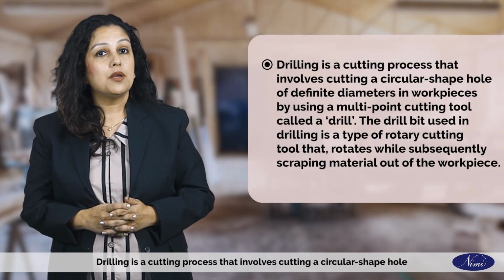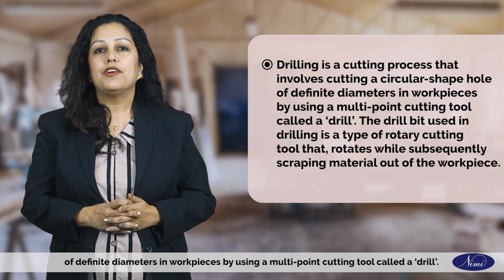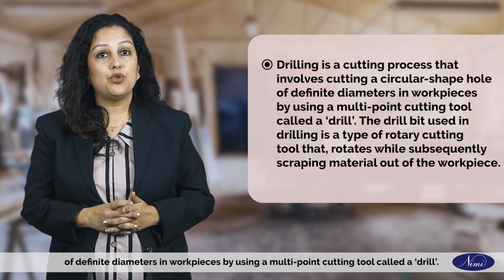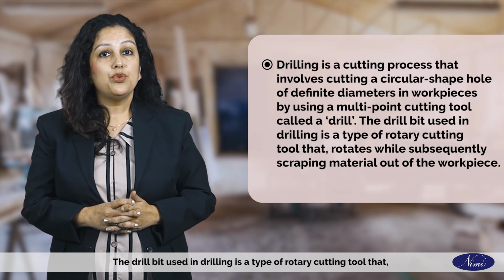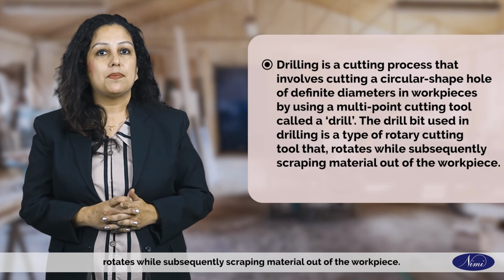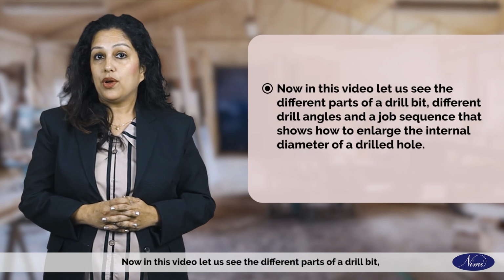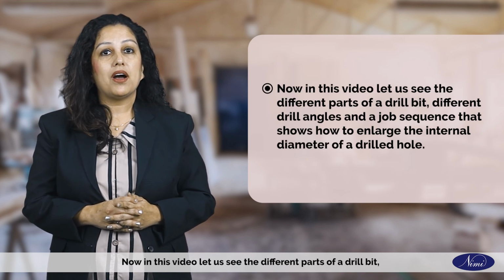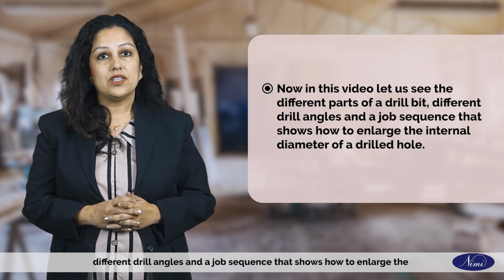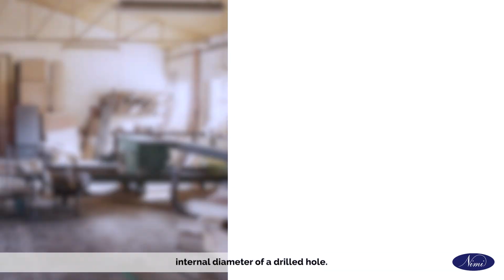Drilling is a cutting process that involves cutting a circular shape hole of definite diameters in workpieces by using a multi-point cutting tool called a drill. The drill bit used in drilling is a type of rotary cutting tool that rotates while subsequently scraping material out of the workpiece. Now, in this video, let us see the different parts of a drill bit, different drill angles, and a job sequence that shows how to enlarge the internal diameter of a drilled hole.